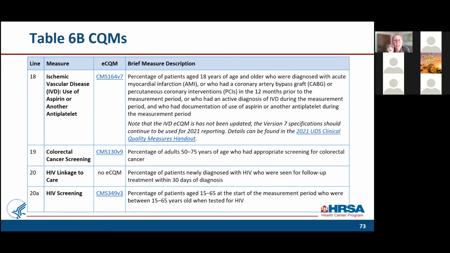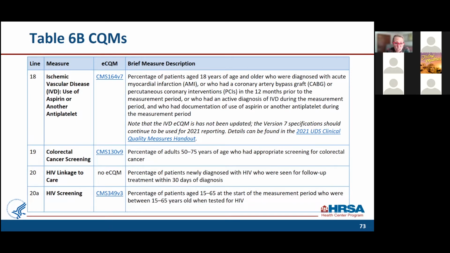This measure looks at patients 18 years of age and older with a medical visit in 2021 who had an AMI, CABG, or PCI during the 12 months prior to the measurement period, or who had a diagnosis of IVD overlapping the measurement period, meaning the diagnosis of IVD that existed in 2021, who had an active medication of aspirin or another antiplatelet during the measurement period, again, meaning during 2021.